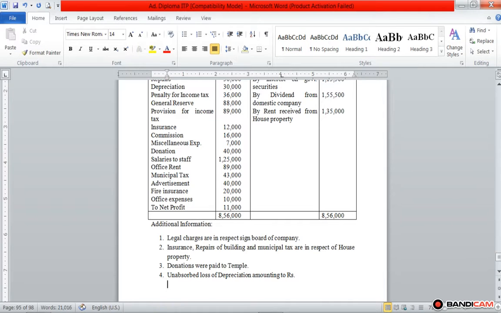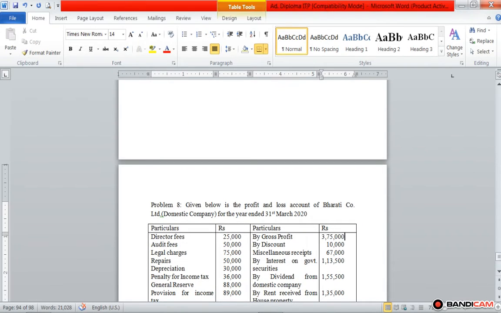Computation of total taxable income and tax liability for AY 2020-21. Okay, so here the problem is given below: the profit and loss account of Bharti Company Limited, a domestic company, for the year ended 31st March 2020.